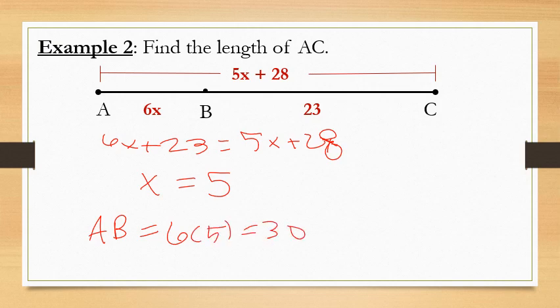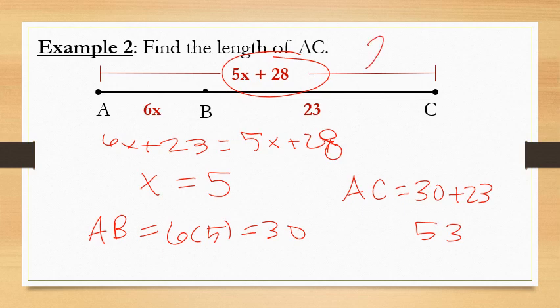And they actually asked for the length of the whole thing. So if I want the length of AC, I'm going to take 30 plus 23, and that's going to give me 53 units. I can also take this 5 and plug it in here and just verify that I get the same answer. 5 times 5 is 25. Add that to 28, and I also get 53, so I feel pretty confident that 53 is the correct answer.